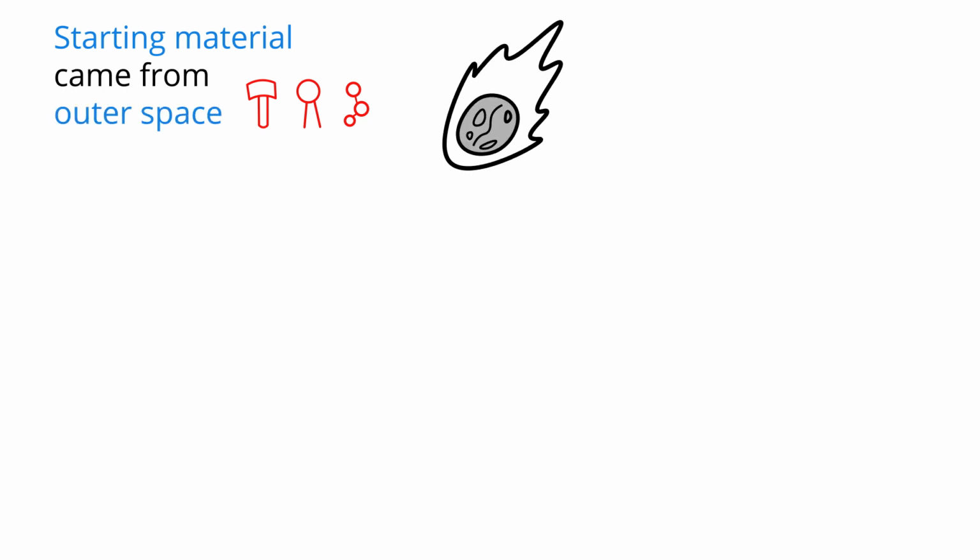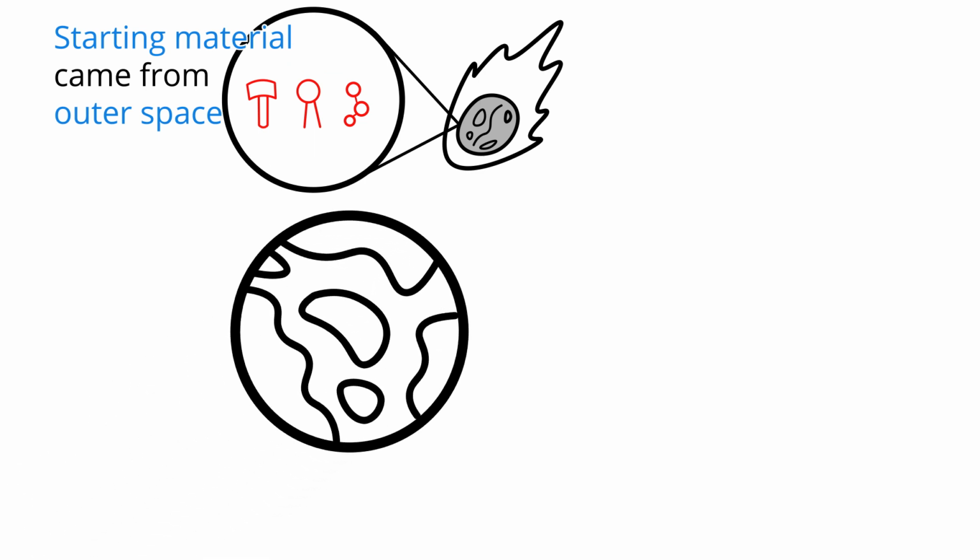We think that the starting materials, meaning the amino acids and lipids, came from outer space. No, really, we mean it. It is one potential way that these building blocks of life got introduced to the Earth in the first place.